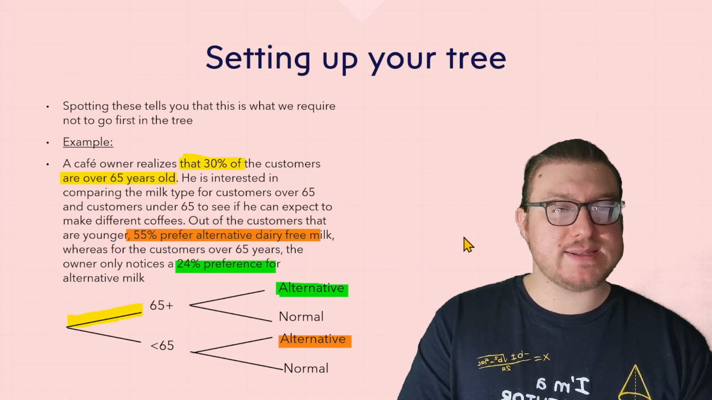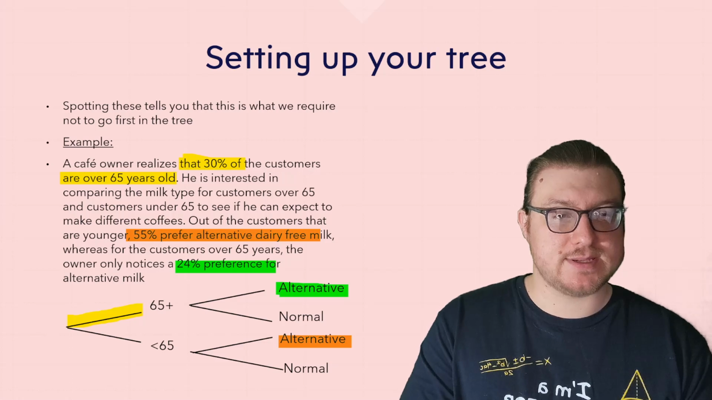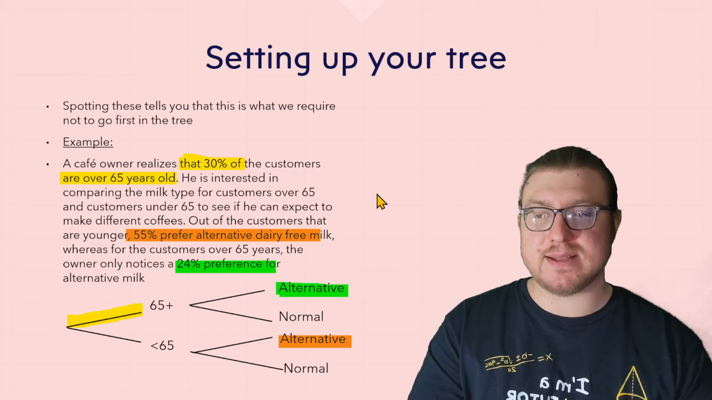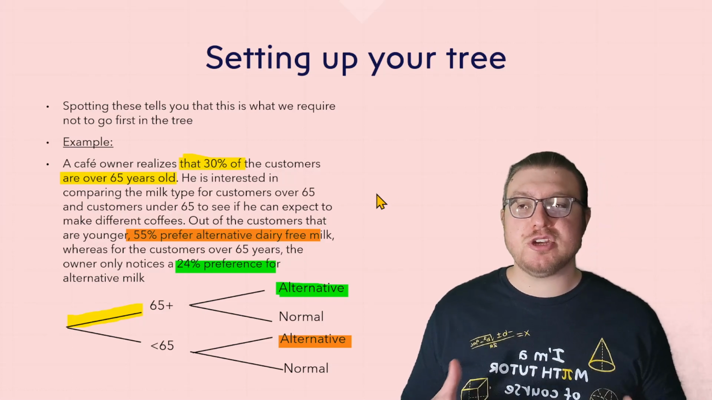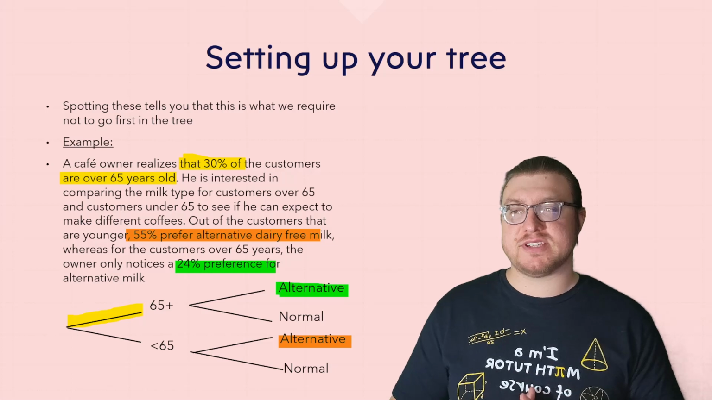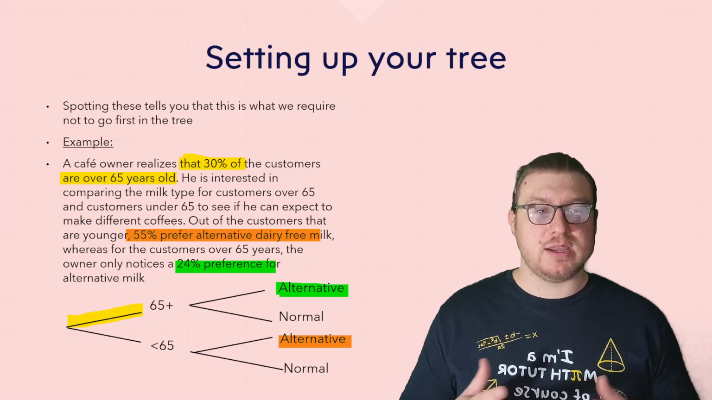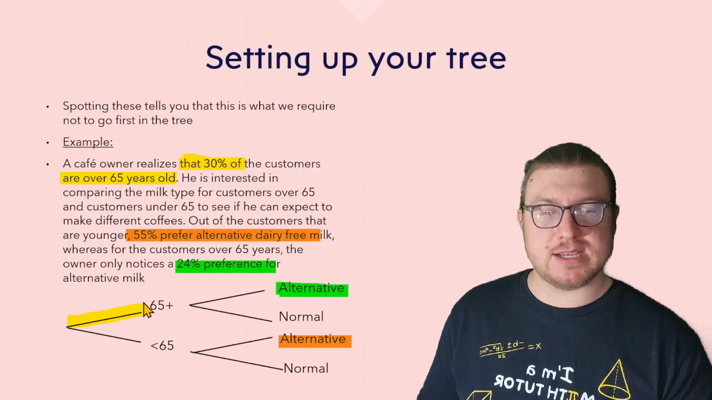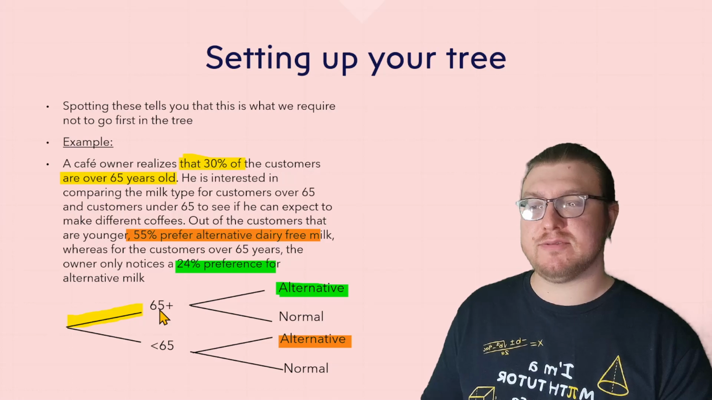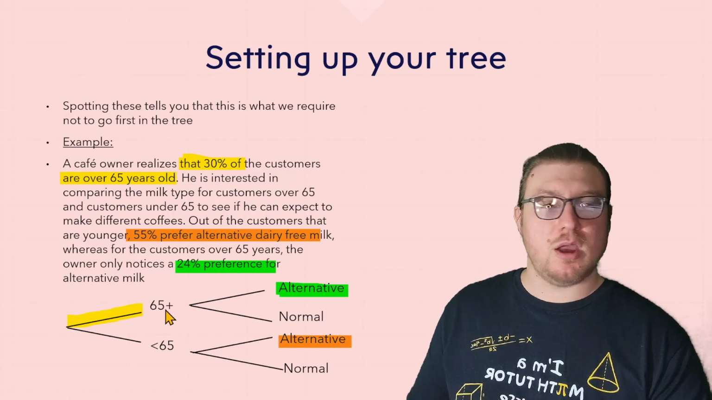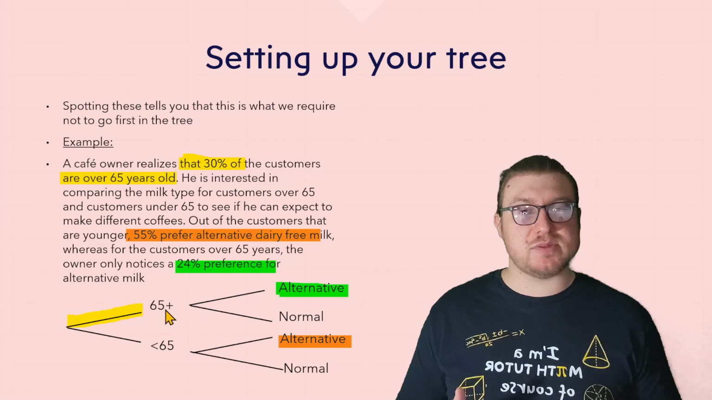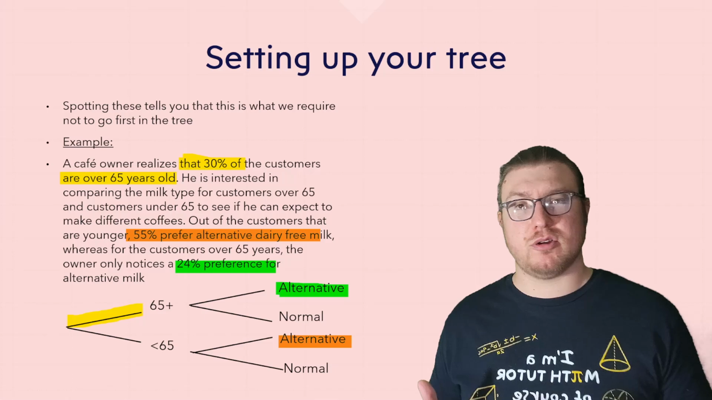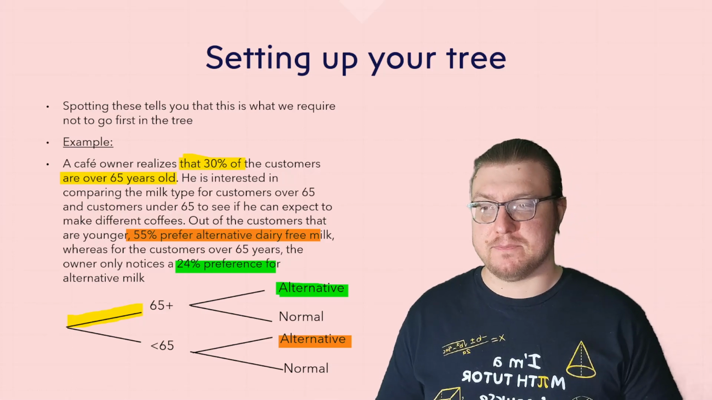Now let's look at some of the other statements in this example. Now we have identified, and that's the yellow part here, that 30% of customers are over 65 years old. So we are going to put this on the branch that is our probability of 65 plus. And you know, percentages means divide by 100. So 30 divided by 100 in the calculator if you're not sure, but this is 0.3.